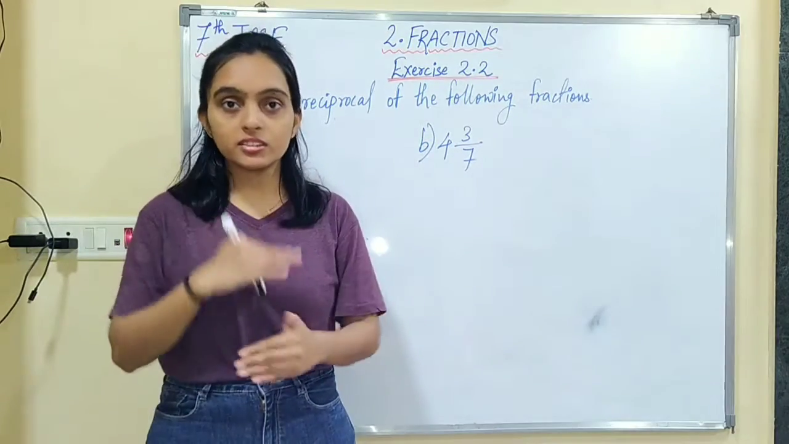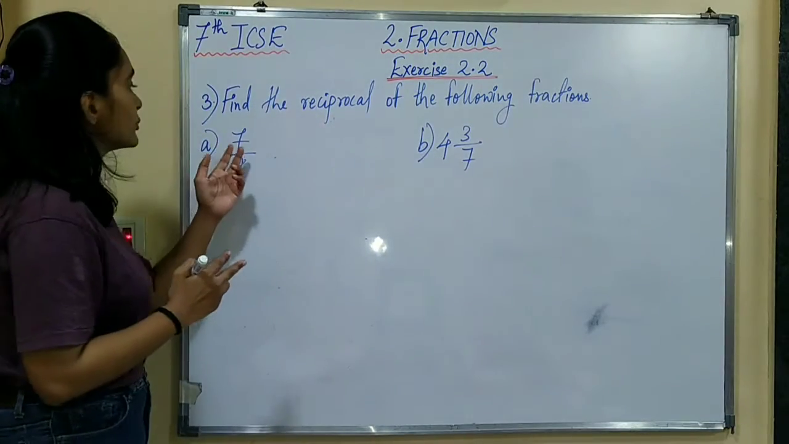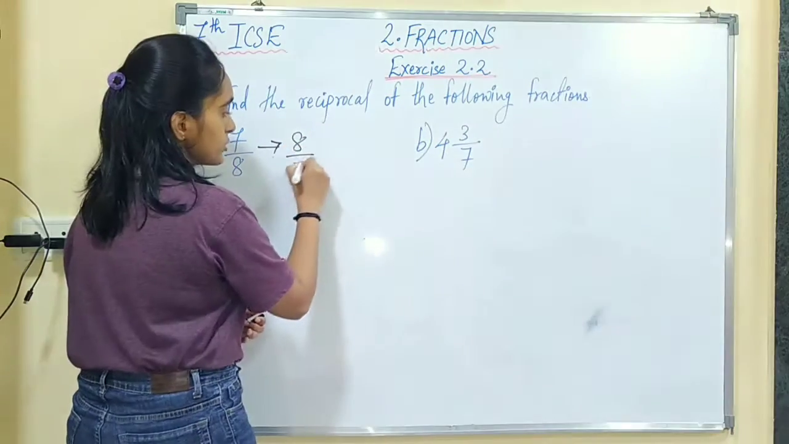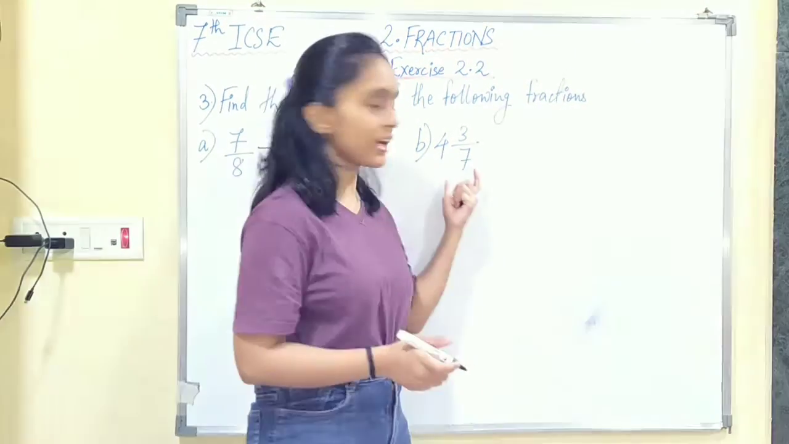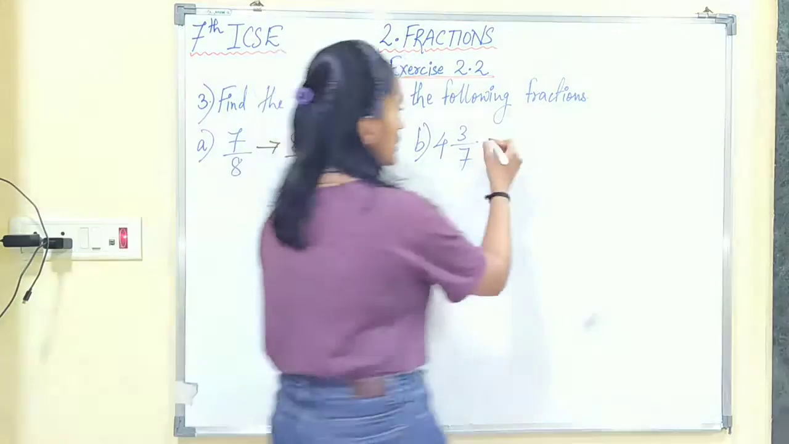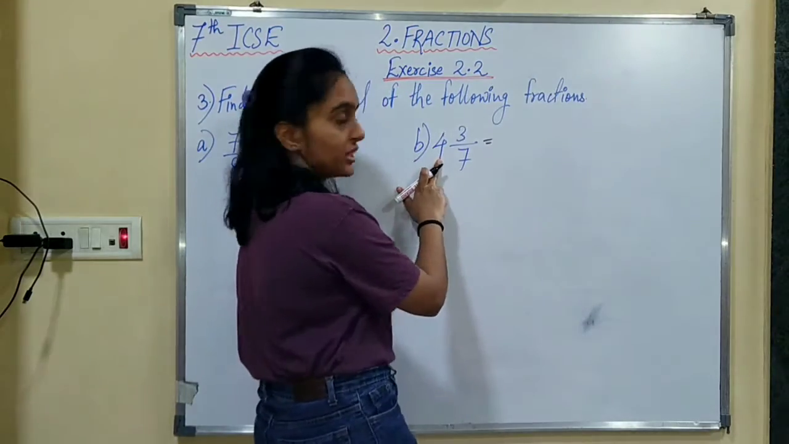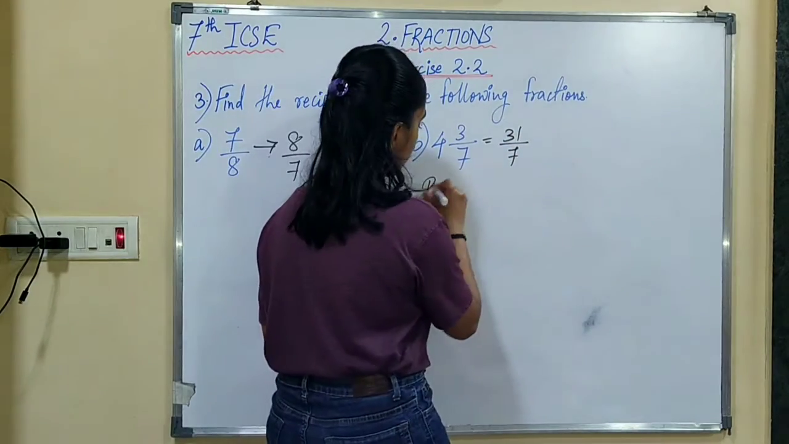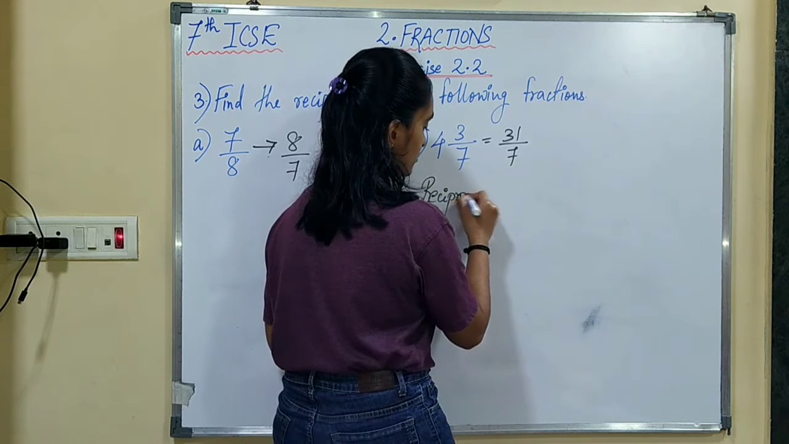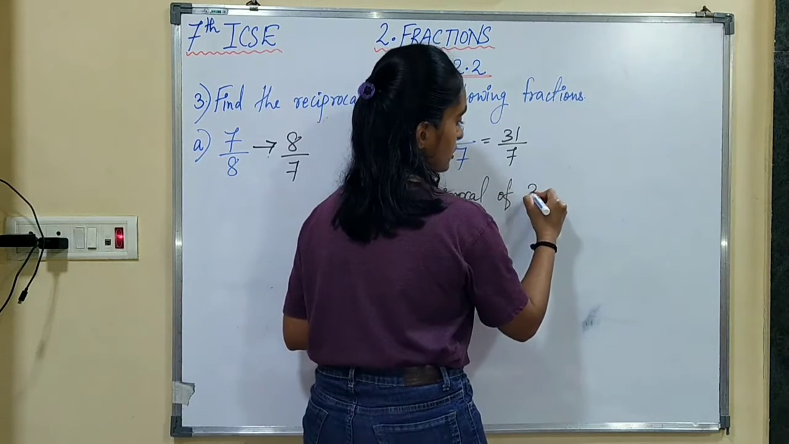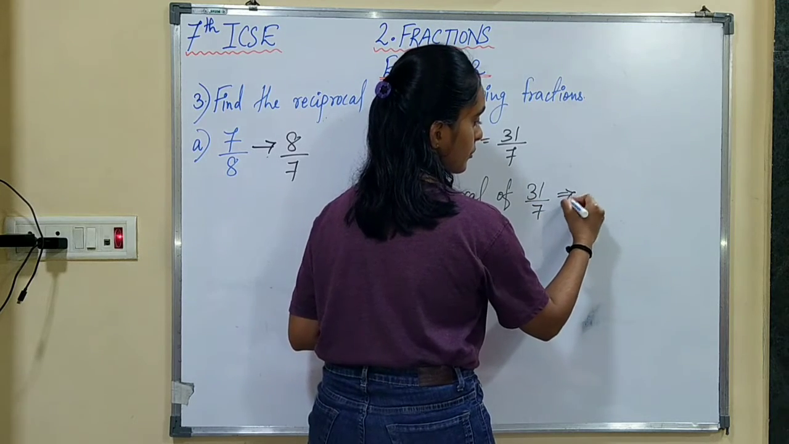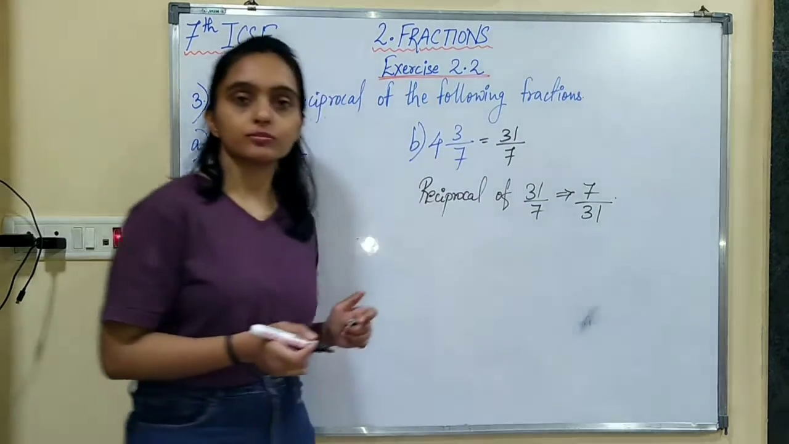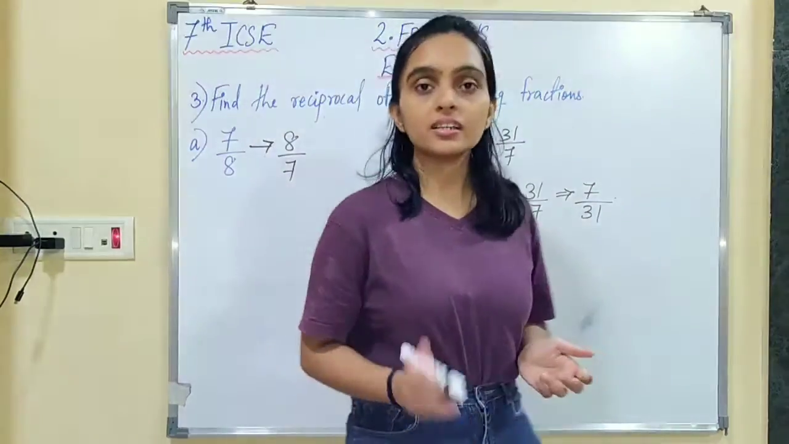So reciprocal means reversing the fraction. So reciprocal of 7 upon 8 will be 8 upon 7. And reciprocal of this fraction, it is a mixed fraction. First we will convert it into improper. 7 fours is 28 plus 3, 31 upon 7. So reciprocal of 31 upon 7 is 7 upon 31. Okay. These were the last sums for the day.